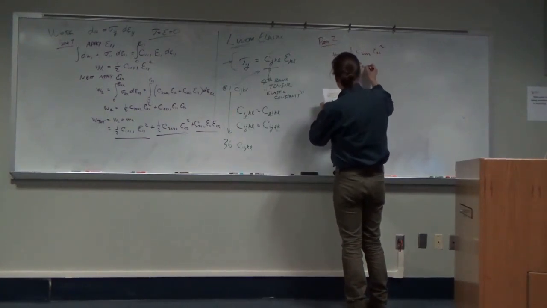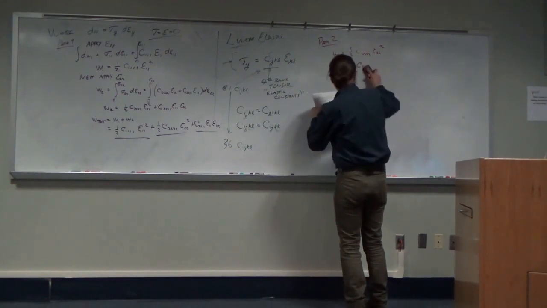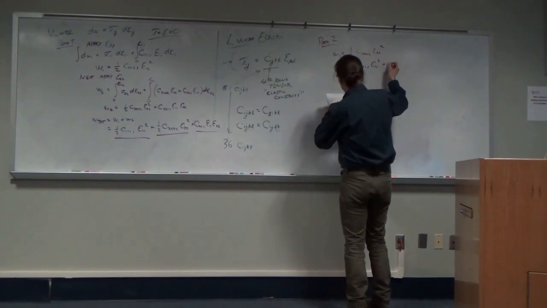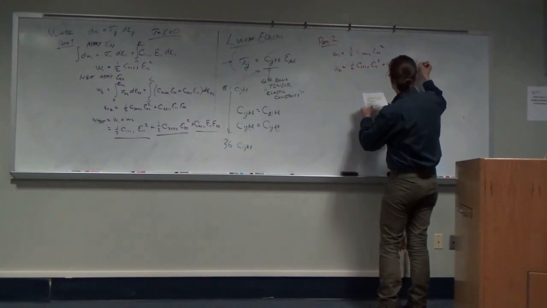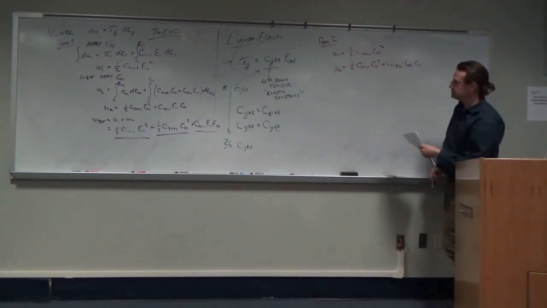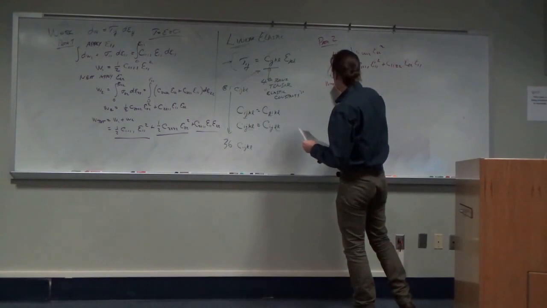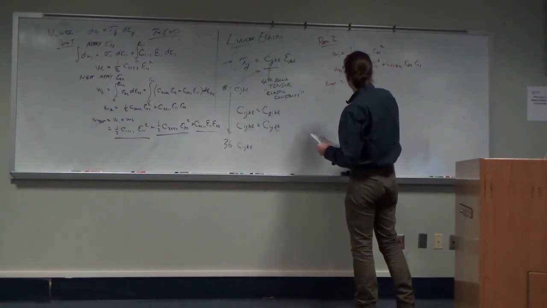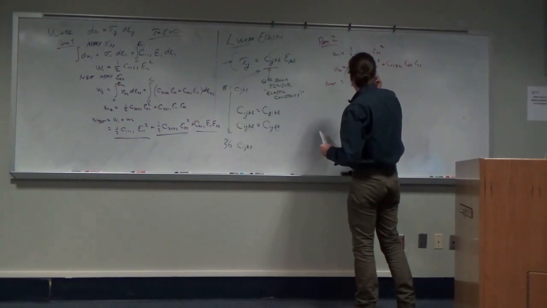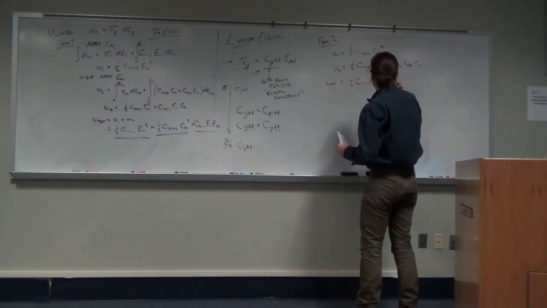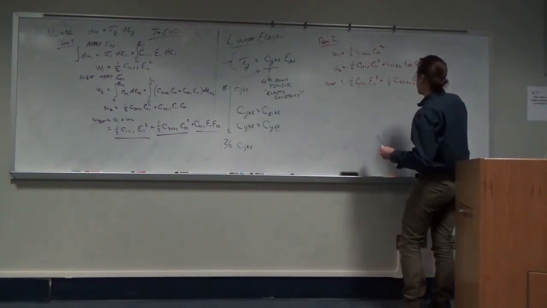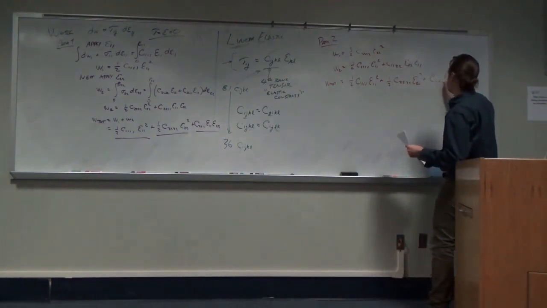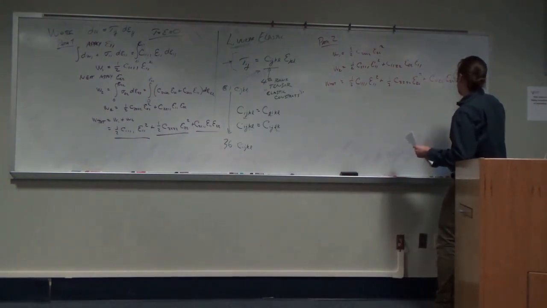Work 2 is equal to 1/2 C1111 epsilon 11 squared plus C1122 epsilon 22 epsilon 11. So W total is equal to 1/2 C1111 epsilon 11 squared plus 1/2 C2222 epsilon 22 squared plus C1122 epsilon 22 epsilon 11.